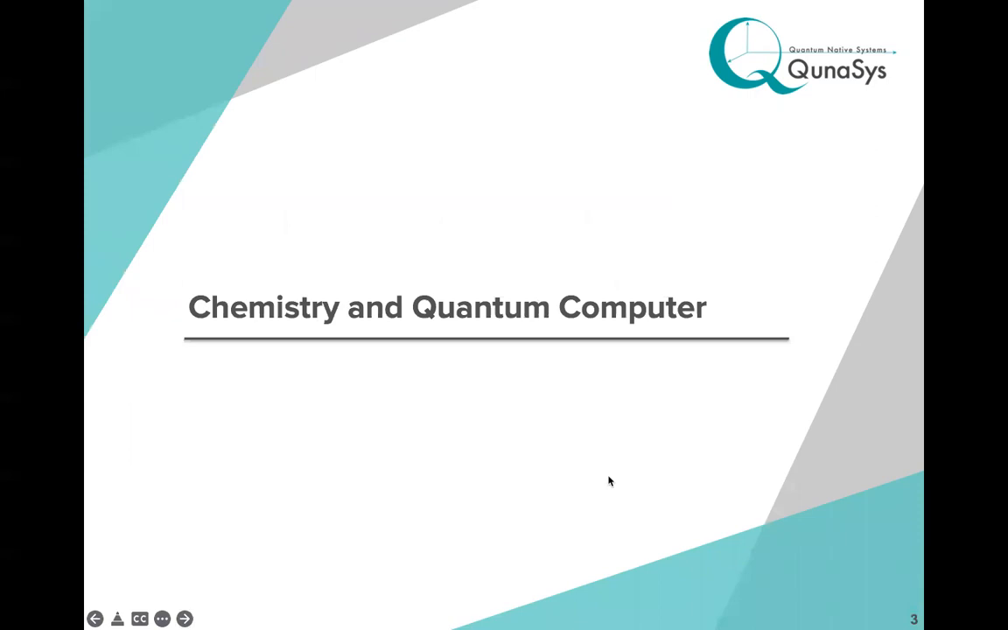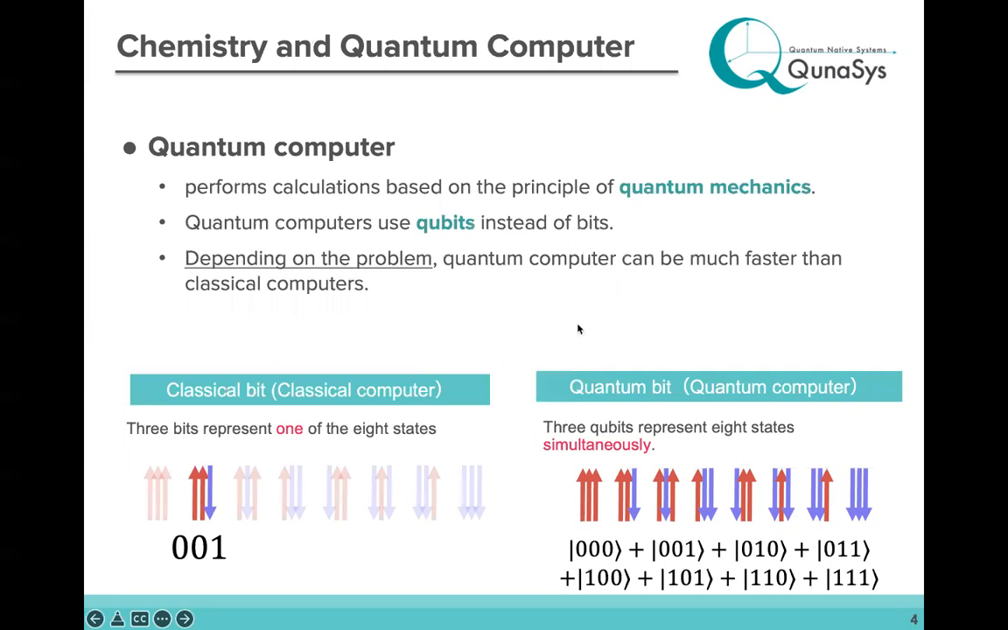Okay, so let's start from quantum chemistry and quantum computers. A quantum computer is a computer that performs calculation based on the principles of quantum mechanics. A quantum computer uses a qubit instead of a bit, which is used in the classical computer. So let's see this figure. In the classical computer, 3 bits can represent one of the 8 states, like this. In the quantum computer, 3 qubits can represent 8 states simultaneously. Also, depending on the problem, the quantum computer can solve the problem much faster than the classical computer.